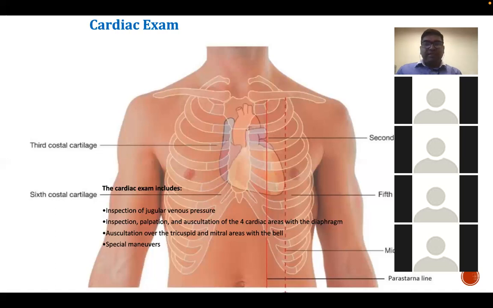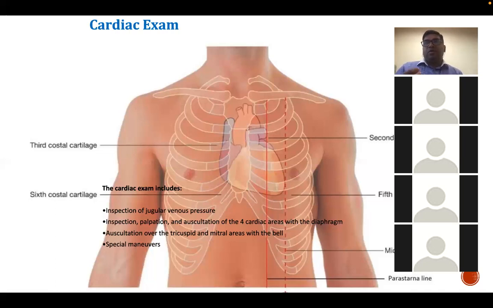And sometimes you may need the help of special maneuvers. So if you're not able to have a palpation, for example, of the apex, what you do is you can ask the patient to lie down in the left lateral position. It might be a little bit better and easier.